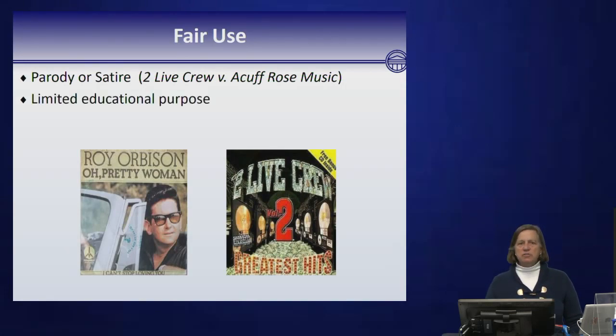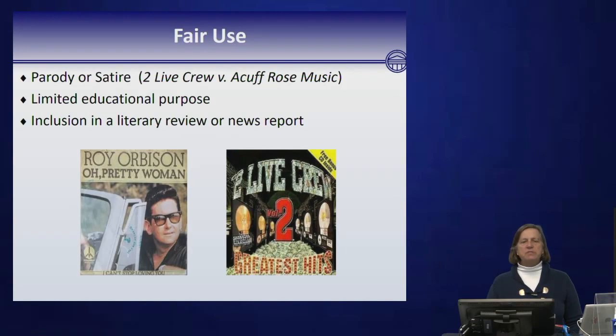You can also use copyrighted material for limited educational purposes, or inclusion in a literary review, or perhaps a news report, without the permission of the copyright holder.